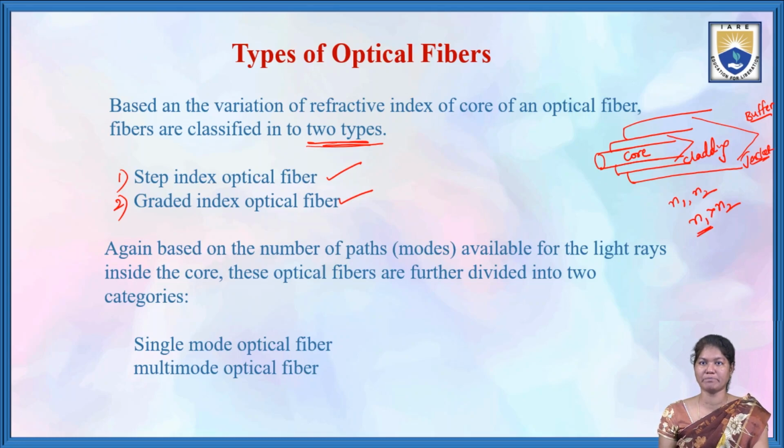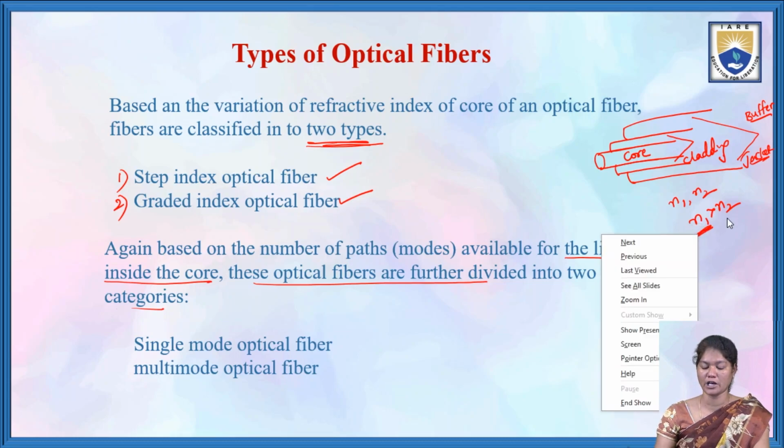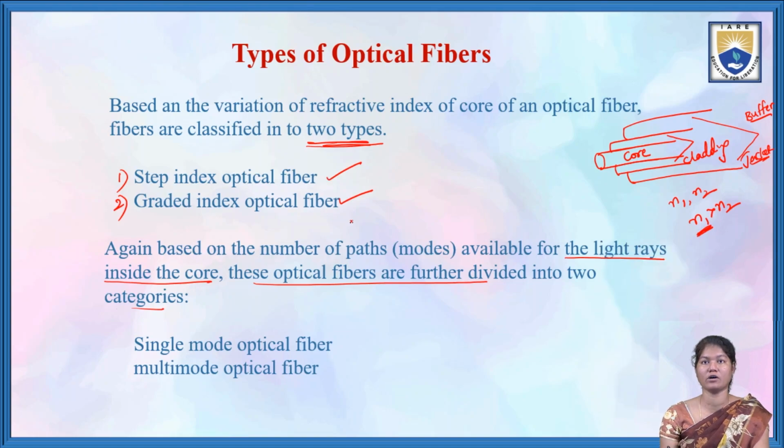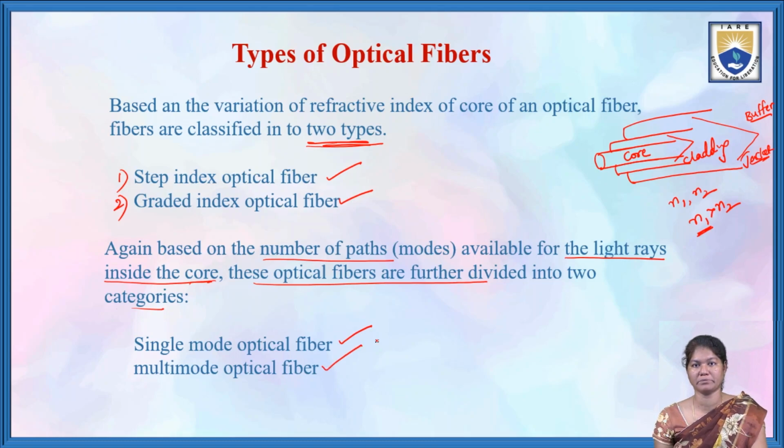Again, based on the number of paths, that is modes, available for the light rays inside the core, optical fibers are further divided into two categories: single mode optical fiber and multi-mode optical fiber.